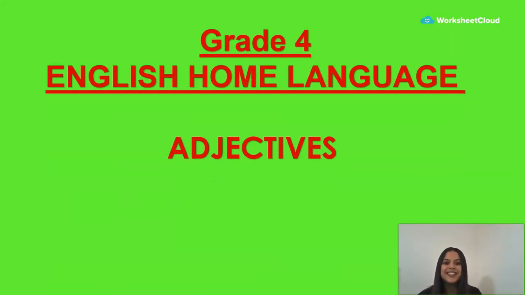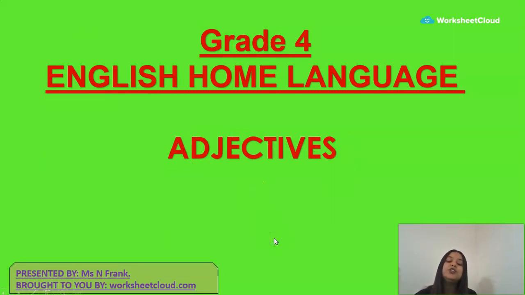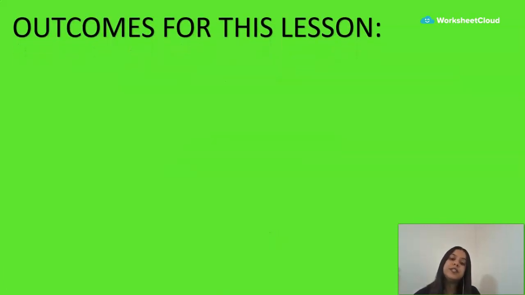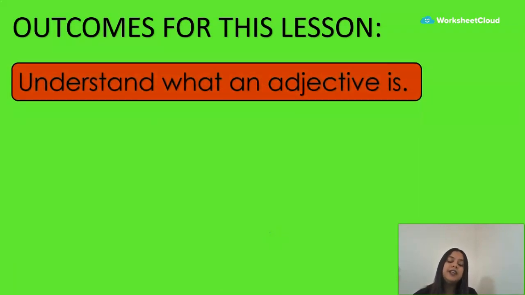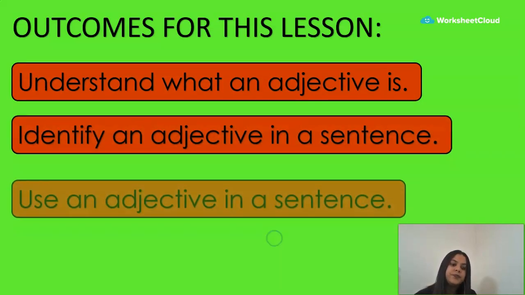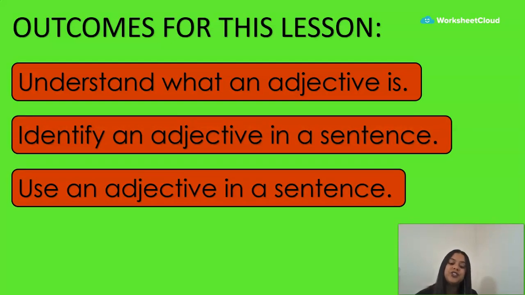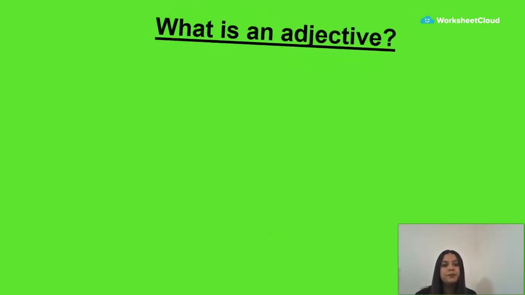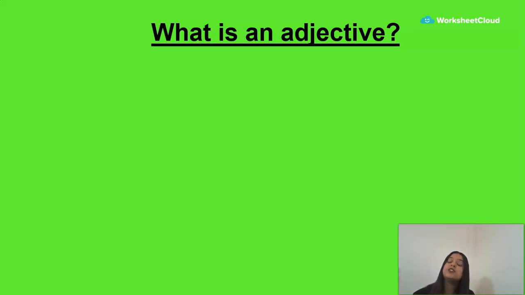So, like I said in the introduction, we are going to be focusing on adjectives for today. And we are going to look at specific outcomes. The outcomes I would like to have for this particular lesson is, I would like you to understand what an adjective is. I would like you to be able to identify an adjective in a sentence. I would like you to be able to use an adjective in a sentence. And those are the things that I would like to cover in this lesson. If I don't cover it, grade 4s, please send the email to the address that I spoke about in the beginning of this lesson. So, let's get into it.